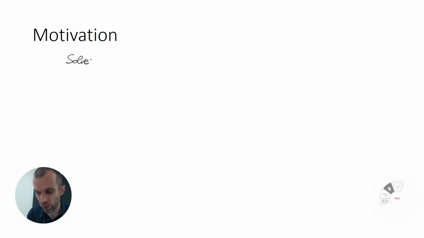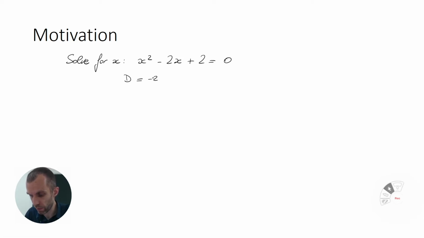So in order to understand where complex numbers come from, let's have a look at maybe a motivating example. So let's look at the following quadratic equation. We want to solve for x. The equation given by x squared minus 2x plus 2 is equal to 0. So you know how to do that. You calculate the discriminant. So it's b squared, so it's minus 2 squared minus 4 times a, which is 1, times c, which is 2. So you get 4 minus 8 is minus 4.